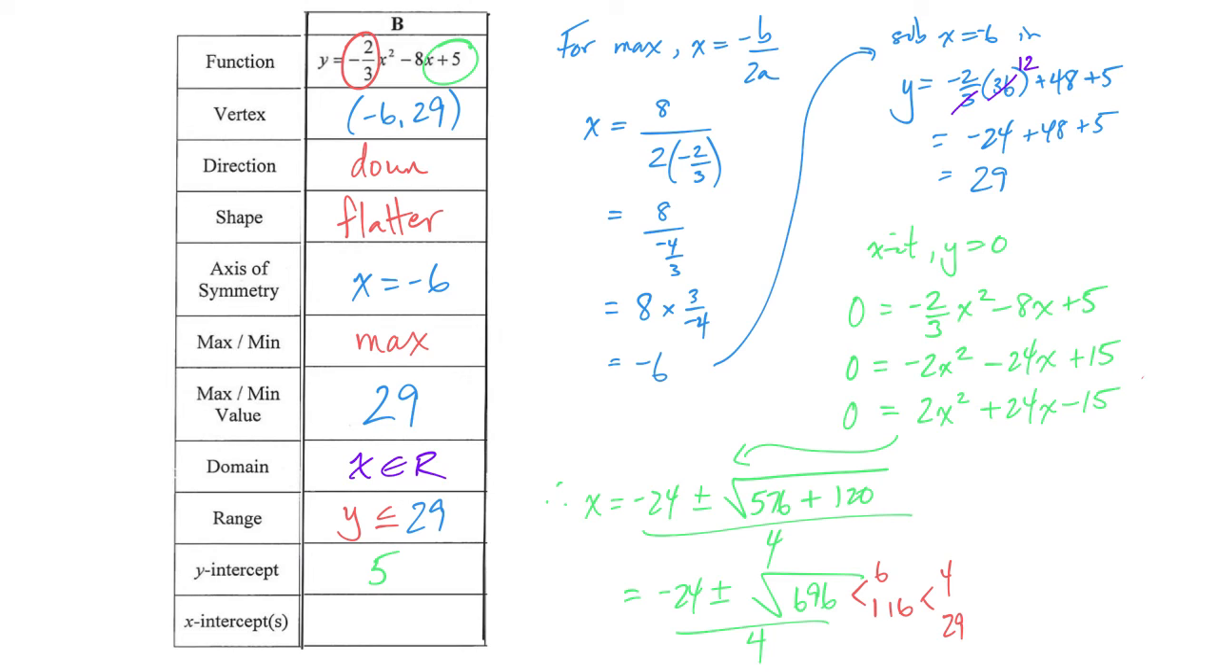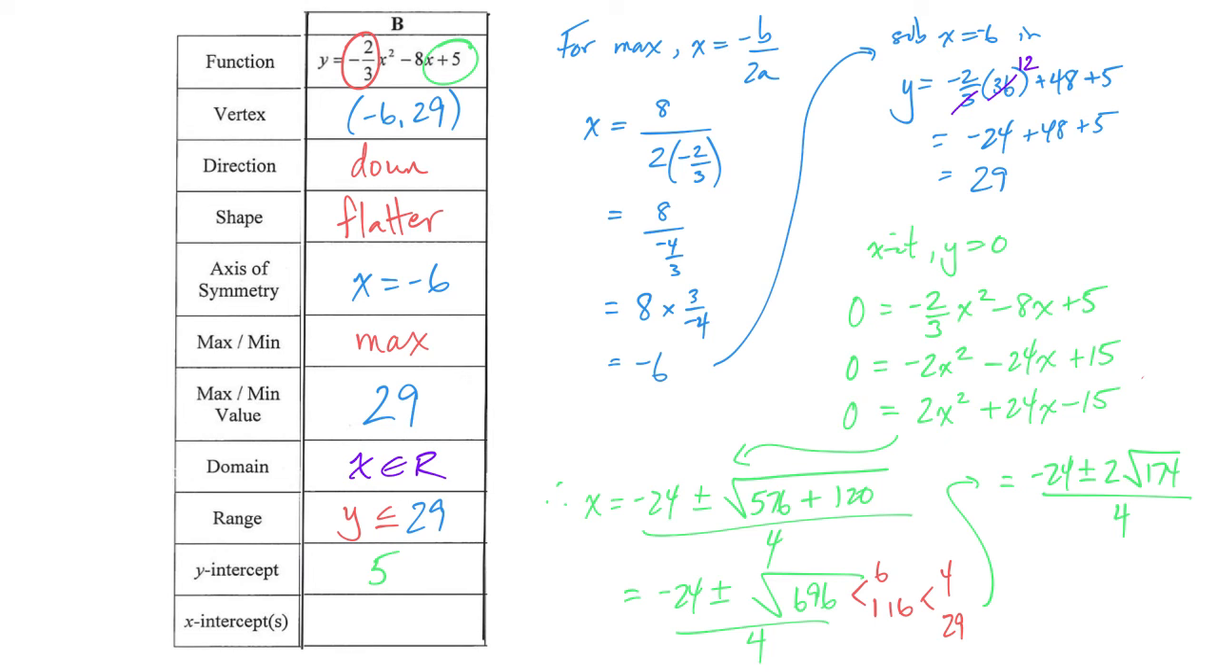There's no point in me factoring 6 further because 29 is a prime number. I'm not going to get any squares. So that is going to give me -24 plus or minus 2 root. Now I got to put the 6 and the 29 back together. So 6 times 20 is 120. 6 times 9 is 54. That's going to give me 174 all over 4.